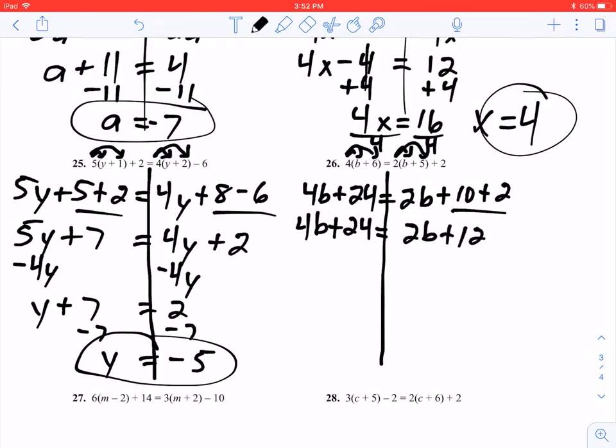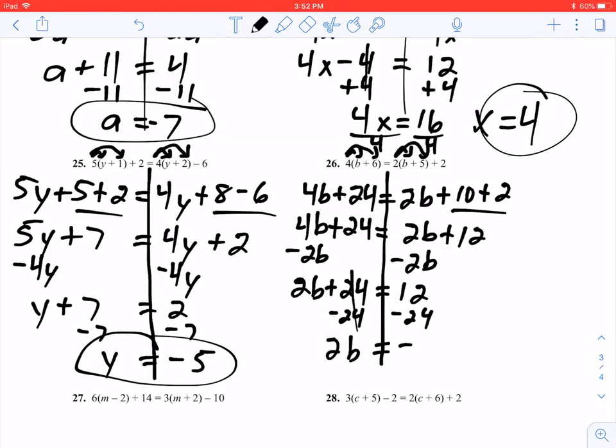Now that the left and the right-hand side are simplified on their own, we can then move all the like terms to one side. So we're going to do that, and we have 2b plus 24 equals 12. Subtract 24 from both sides. 2b is negative 12, and then we're going to divide by 2 on both sides, and we get b equals negative 6.